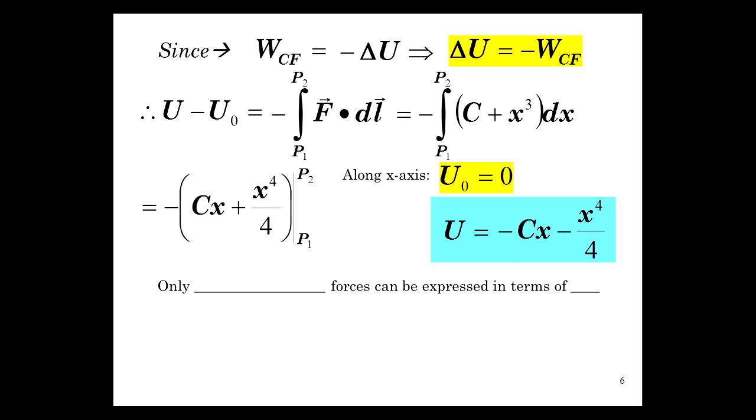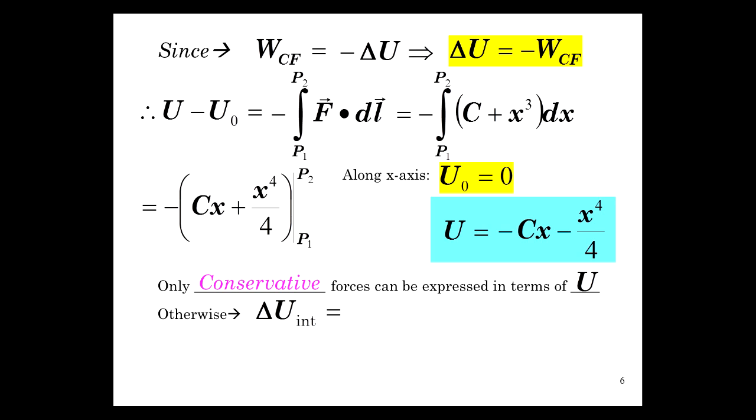That is the potential energy. Considering P1 and P2, well, P1 is just 0 and P2 is the value of x. So now we've seen that this potential energy can be written as a function of x, which is one of the characteristics of a conservative force. Only conservative forces can be expressed in that way, in terms of a potential energy function.